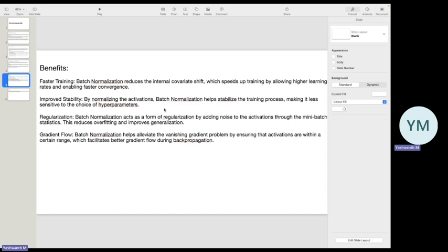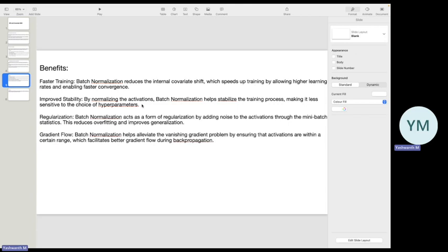Improved stability: by normalizing activations, batch normalization helps stabilize the entire training process, making it less sensitive to the choice of hyperparameters such as learning rate, batch size, etc. And batch norm is very sensitive to batch size. To get reliable statistics of the batch, we have to use a larger batch size. Batch norm won't work if we use a batch size of one.